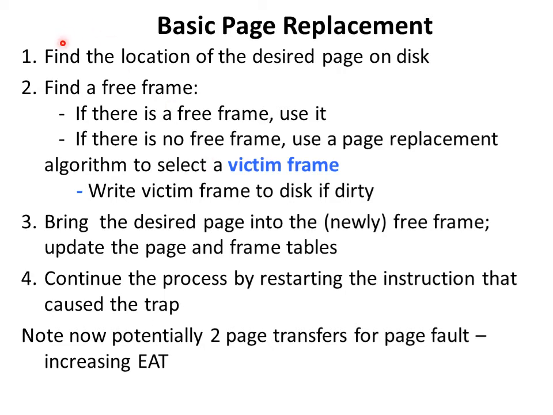So here we have some basic steps used in almost all page replacement algorithms. The first step is to find the location of the desired page on the disk, that is the demanded page, due to which there is a page fault. Then find a free frame. If there is a free frame, use it. If there is no free frame, then use a page replacement algorithm to select the victim frame. The victim frame is the one which has been in memory for the longest period of time, and we need to replace that frame with a new incoming frame.